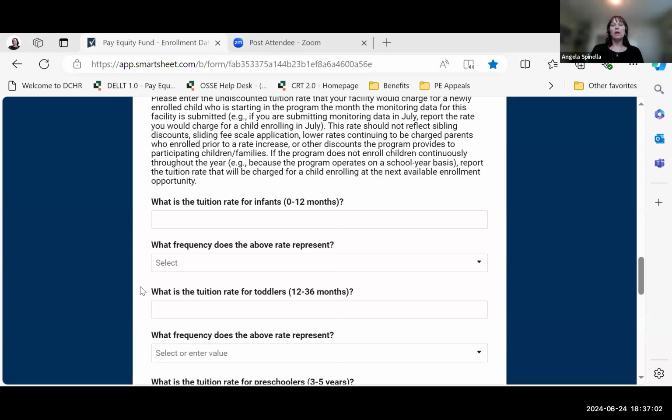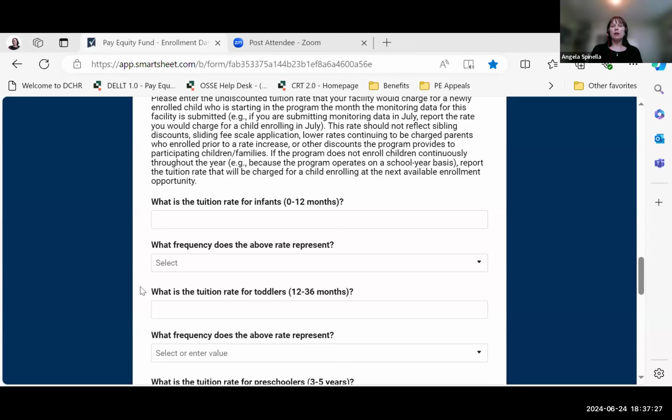As Hannah mentioned earlier, facilities are required to report the undiscounted tuition rate that would be charged for a newly enrolled child who is starting in the program the month the monitoring data is submitted. For example, if you are submitting monitoring data for this facility in July, you would report the rate you would charge for a child enrolling in July.